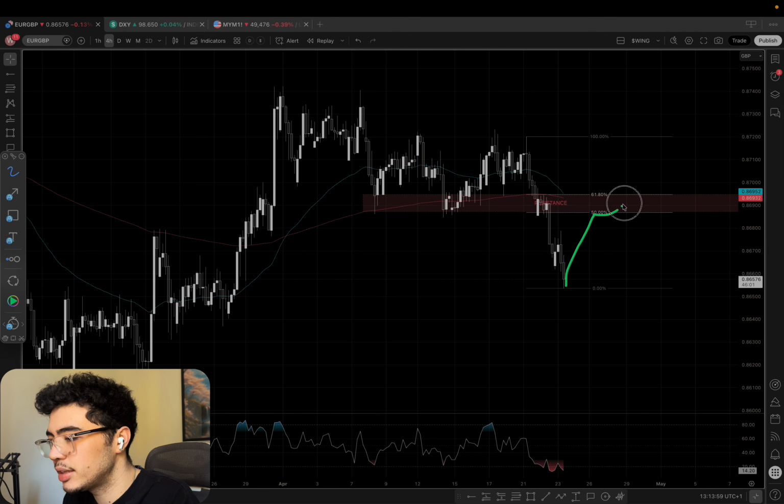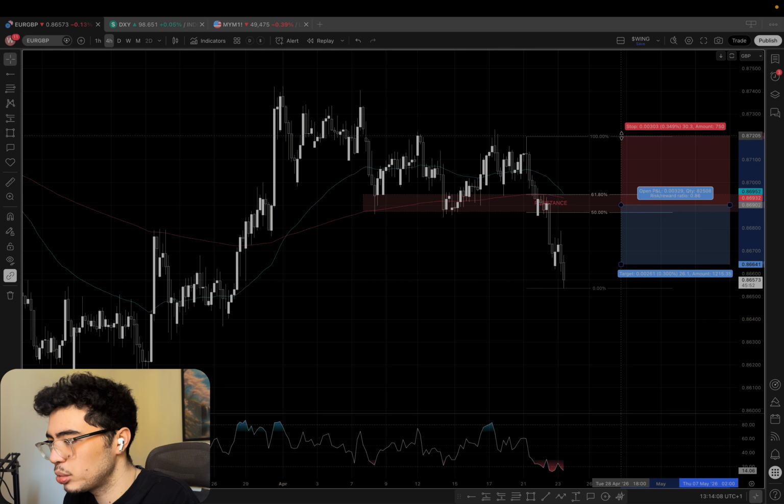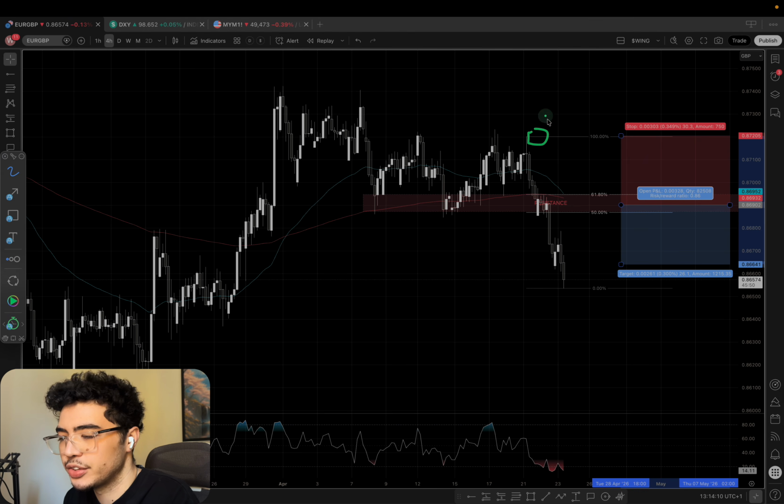Now, all I would really need to see is this pullback, rejection of this level, and a continuation then to the downside. So the position would also look like this. So stop loss would be at the high of this wick. So that's obviously the swing high.